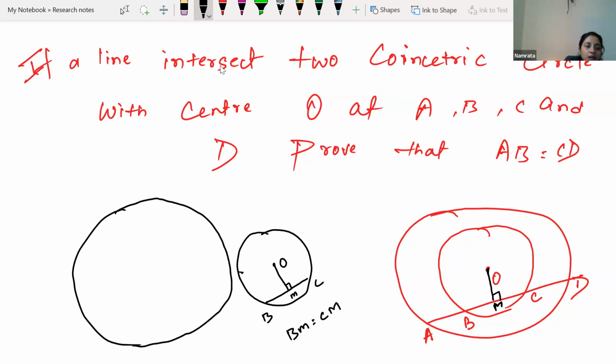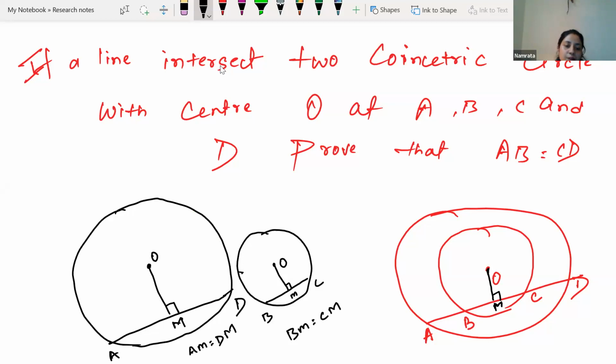Now focus on the bigger circle. Here, if there is a chord AD, and if we drop the perpendicular, I am talking about the same perpendicular, OM. Okay, this is the perpendicular. So can I say AM and DM both are the same? Yes or no? Just by the previous theorem, yes, because that theorem is applicable for any circle.